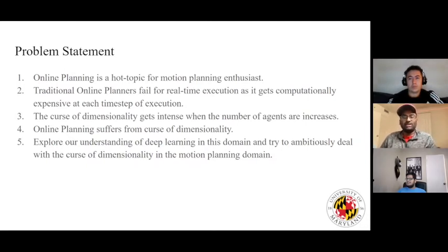The aim of our project is to understand how deep learning can solve this issue and alleviate the curse of dimensionality when dealing with multi-agent systems. Next slide, please.